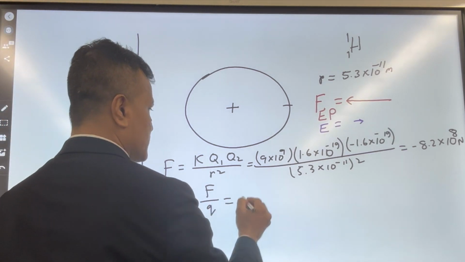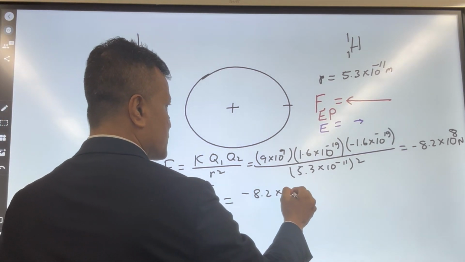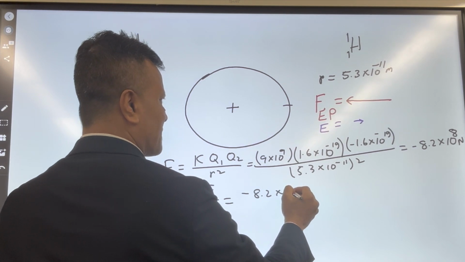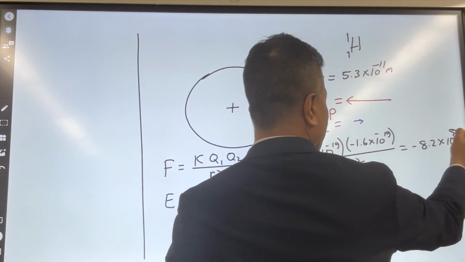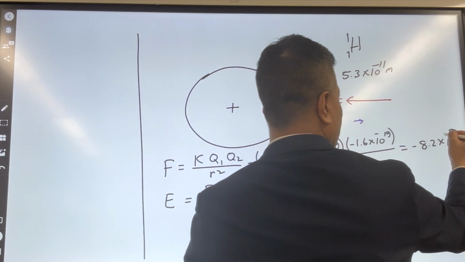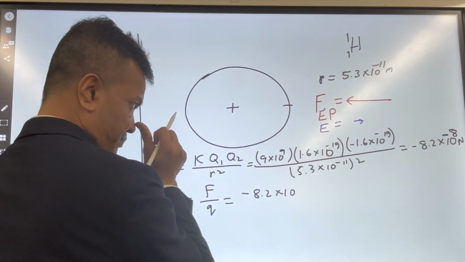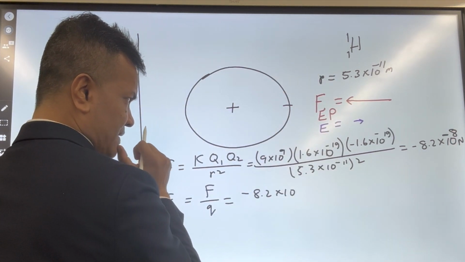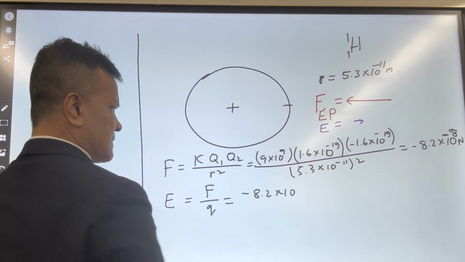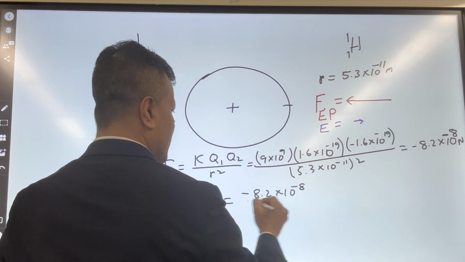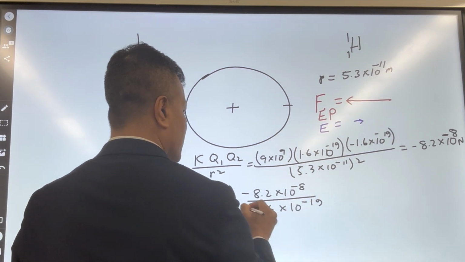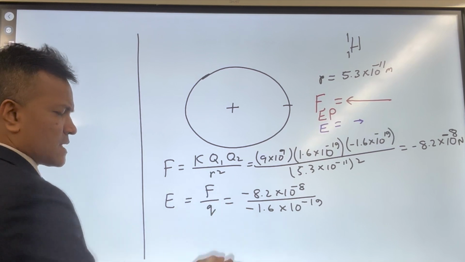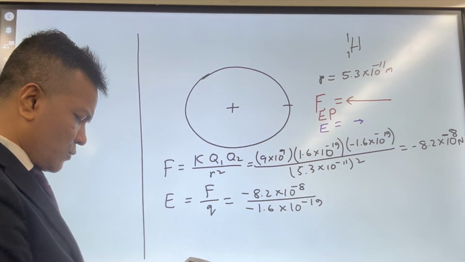So F is equal to negative 8.2 times 10 raised to negative 8 newtons, divided by q, which is 1.6 times 10 raised to negative 19. Be careful with the sign. Does this cancel? 8.2 divided by 1.6.